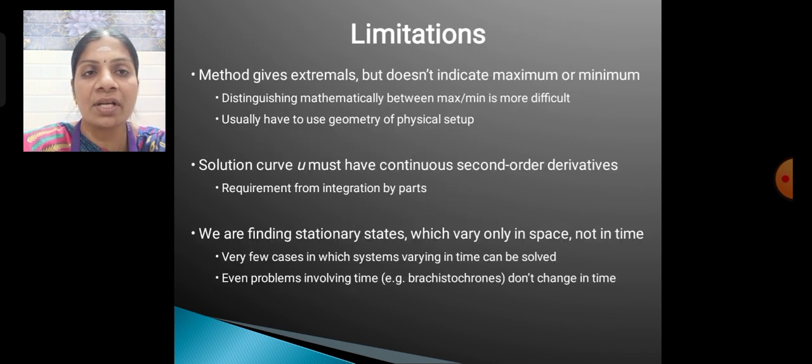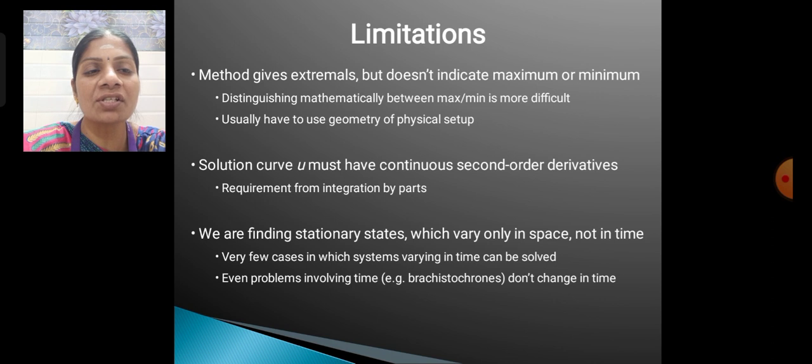Next we will see the limitations. It gives extremals but doesn't indicate the maximum or minimum. First, distinguishing mathematically between maximum or minimum is more difficult. Second, we usually have to use the geometry of the physical setup. The solution curve u must have continuous second order derivatives, which is the requirement for integration by parts.